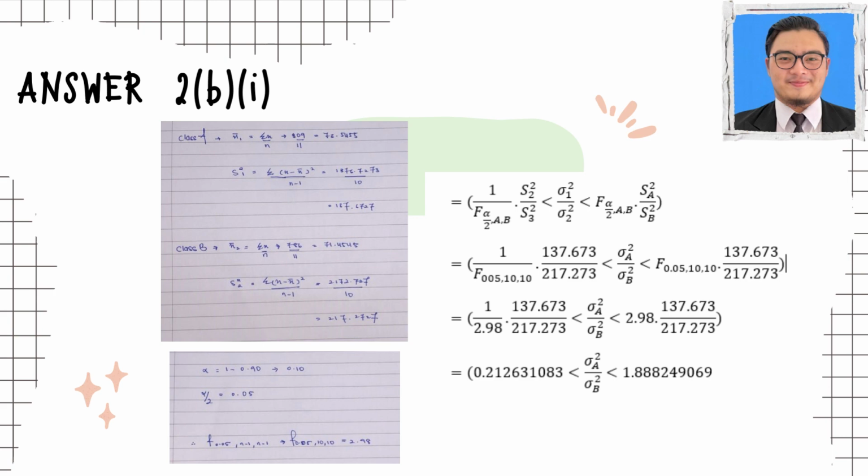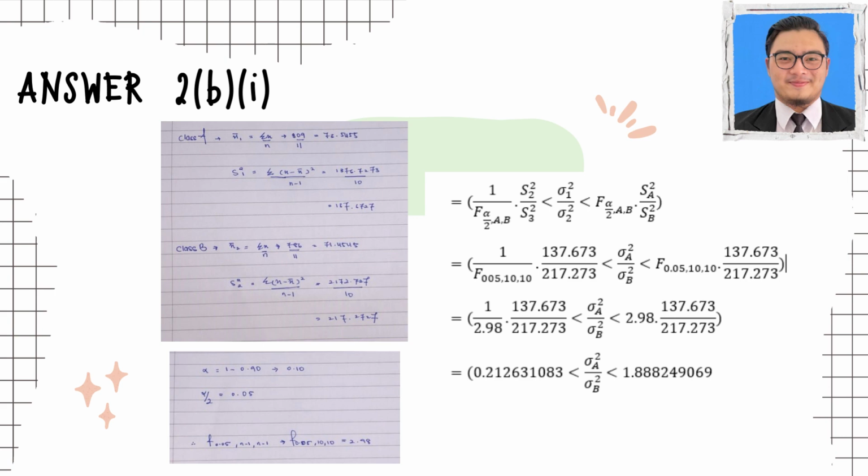After we get the sample means and sample variance values, we can find the alpha, which the value of alpha is 0.1 and alpha divided by 2 is 0.05. Next, we can see the value of F, which we can see at the F distribution table. For F 0.05, 10, 10 is 2.98. So, after we get all the values, we can put it all in the formula to find the confidence interval for the ratio of the variance.